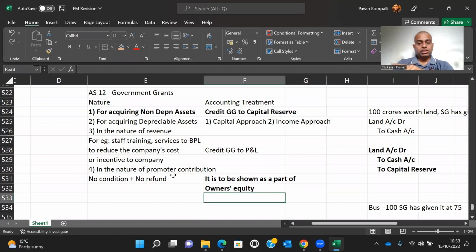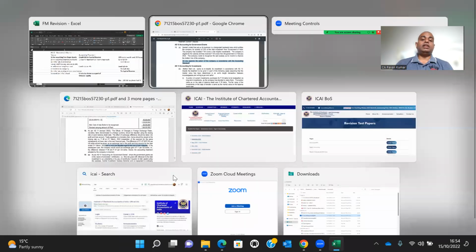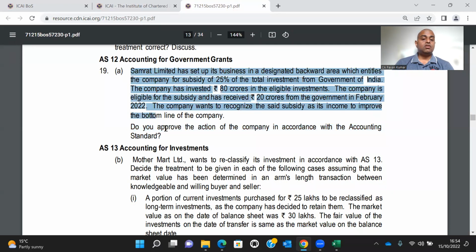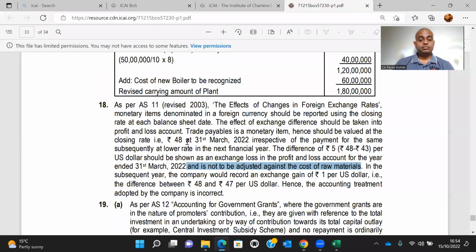So what is the answer to the question? It should be shown as a promoter contribution under owner's equity. It cannot be taken to P&L. Dividend cannot be declared out of it. Income cannot be recognized out of it. It is not a free reserve. Finally, we are done with this answer. So this question is over. Shall we read the answer?